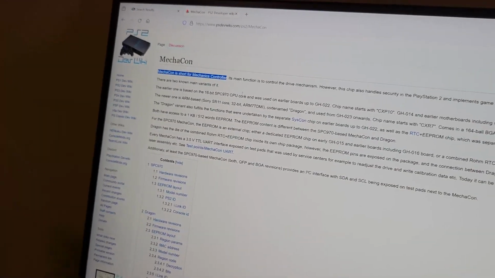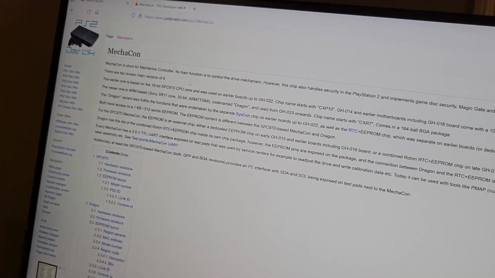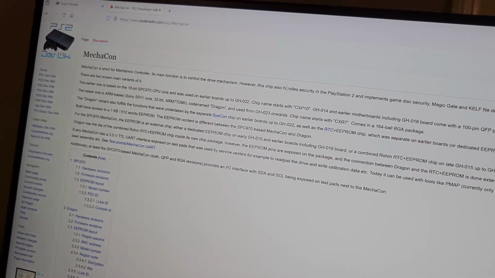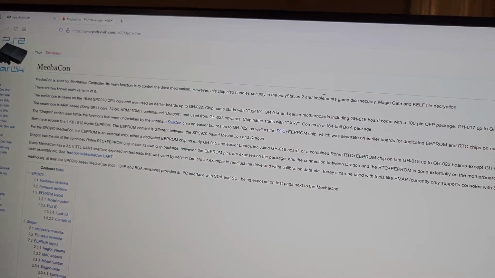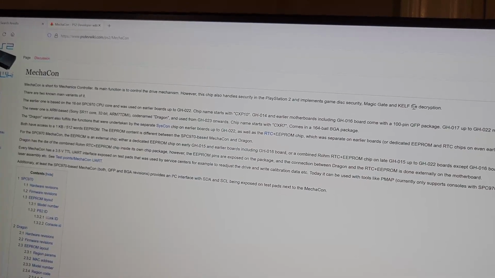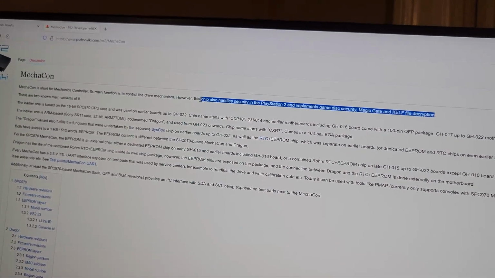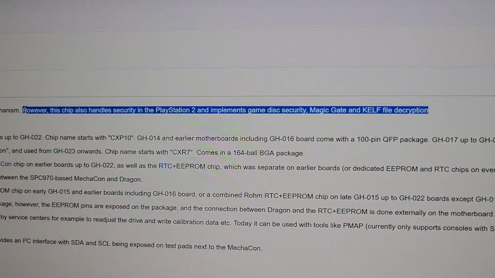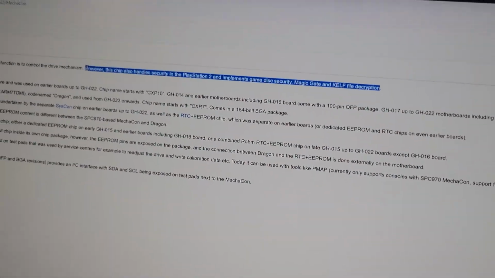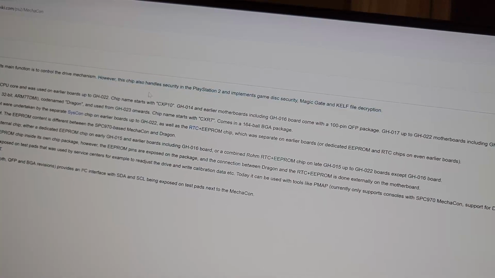It controls the disk drive, it controls the hard drive, it controls all that functions. It also handles security for the PlayStation 2 and implements the game's disk security, the magic gate, and the KLF file decryption. So if your laser's being retarded, there's your problem.